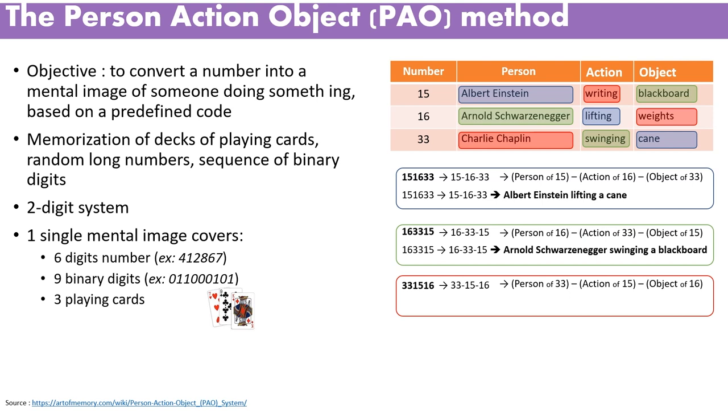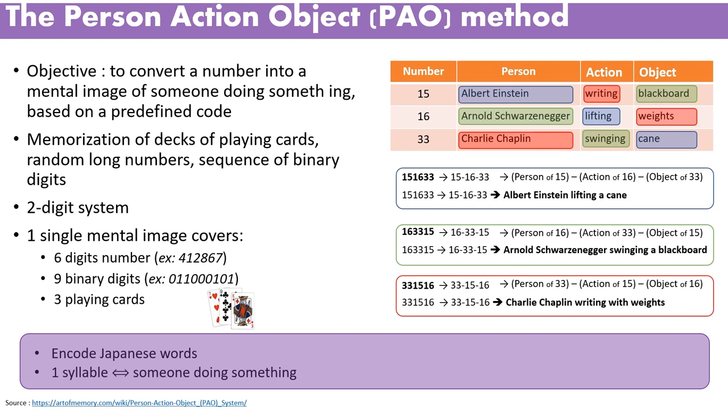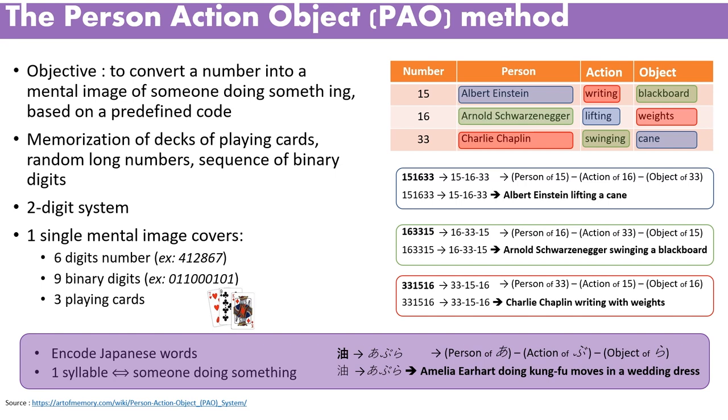I think you understood. Okay, nice, but what's the relation with Japanese language and kanji acquisition? Well, we will use a PAO system, but instead of two digits to remember a number, we will use syllables to remember words. So let's see for this kanji. Its kun pronunciation is a-bu-ra, so that's three syllables. So we'll take the person associated to the syllable a, the action of bu, and the object of ra.